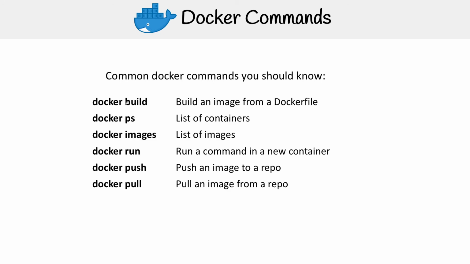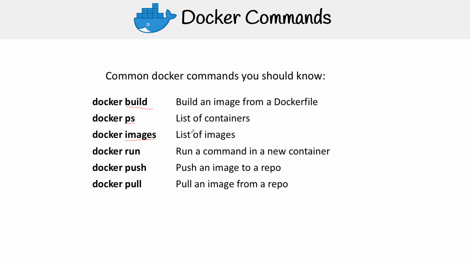So the first one is docker build, and this is the command you're going to use when you want to build an image from Docker. Then you have docker ps, which produces a list of containers. You're only going to see containers here that are actually running. So, you know, just be aware of that.